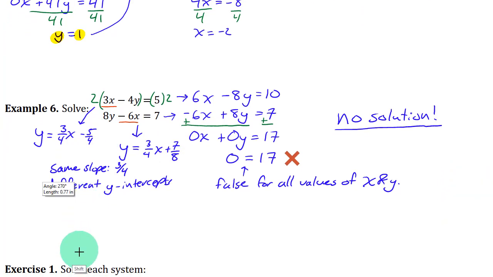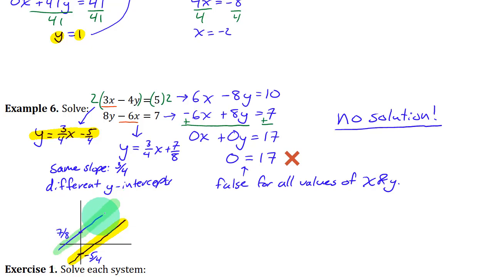So what that looks like, if you were going to make a quick and sloppy graph of them, is one has a y-intercept of negative 5/4. That would be this one. The other one has a y-intercept of 7/8. That would be this one. So they have the same slope with different intercepts. That means they're parallel. The lines never intersect, so there is no xy point that is on both equations.